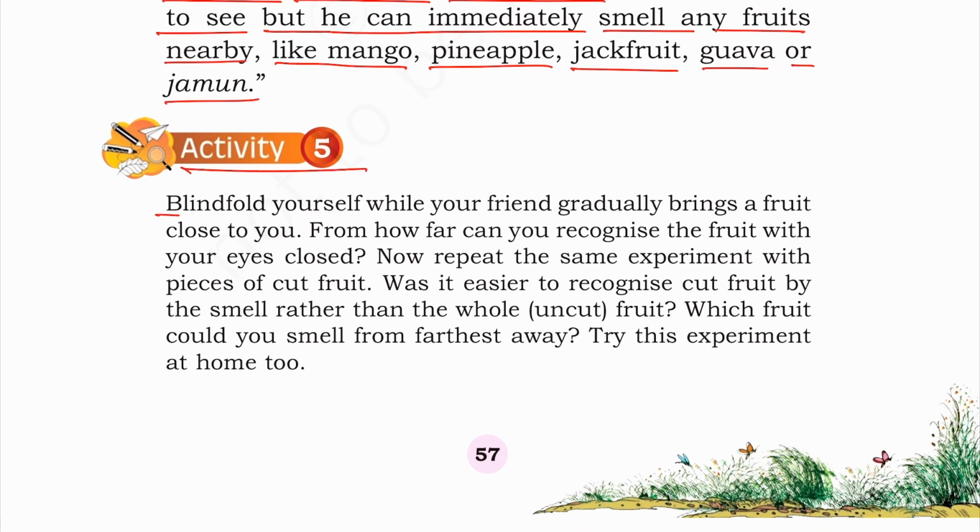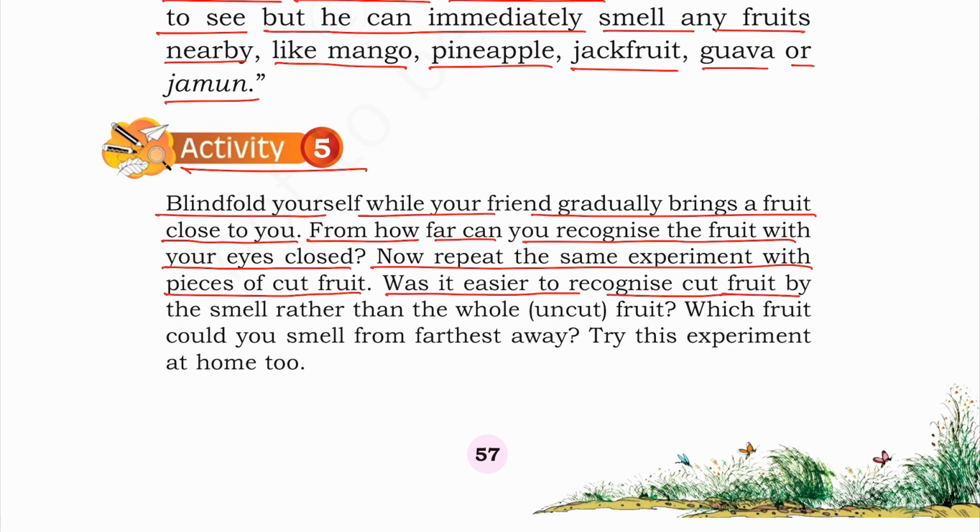Activity 5. Blindfold yourself while your friend gradually brings a fruit close to you. From how far can you recognize the fruit with your eyes closed? Now repeat the same experiment with pieces of cut fruit. Was it easier to recognize cut fruit by the smell rather than the whole uncut fruit? Which fruit could you smell from farther away? Try this experiment at home too.